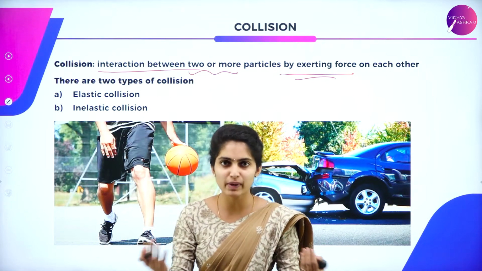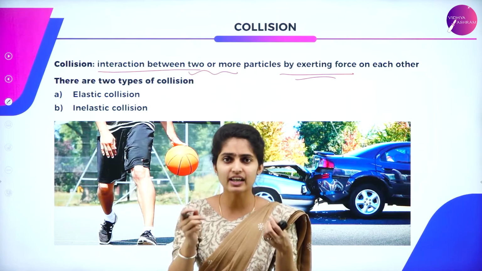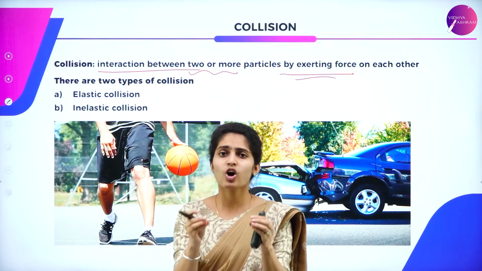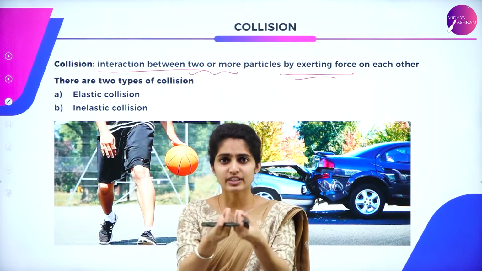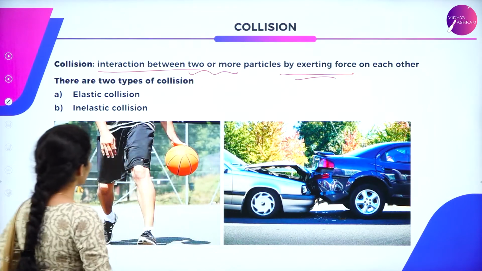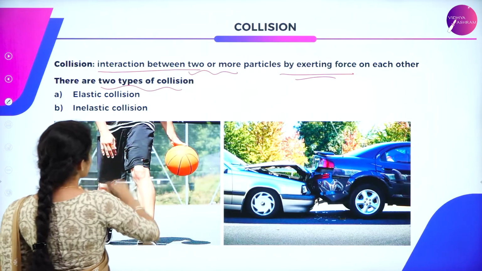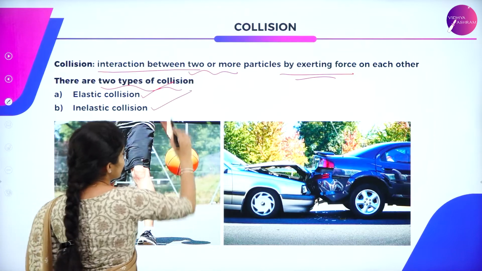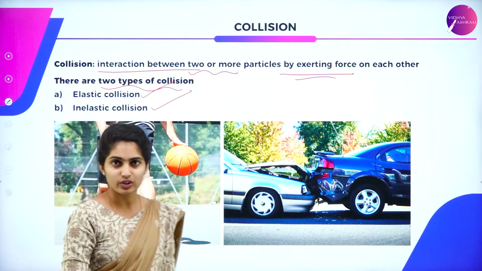Either it rebounds back or else slight rebounding is there. Either its initial and final velocity will be one and the same, or else it decreases because of the deformation which is taking place. So there are two types of collision. One is said to be elastic collision, another one is said to be inelastic collision.